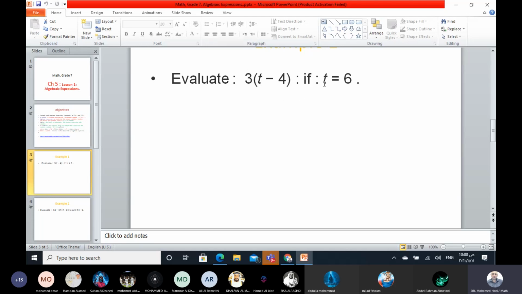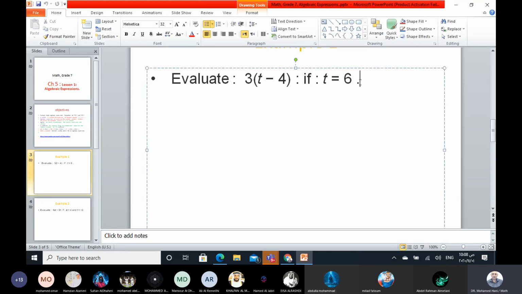Means we have an algebraic expression. And the value of t equals 6. If you know the value of the variable equals 6, find the value of the expression. So what do I do here? Write here 3 and open parentheses. Then inside we have t. The value of t will be what? Will be 6. So you can write here 6. Then we have here minus 4, then close the parentheses.